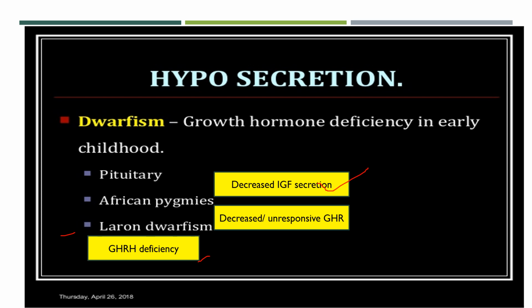But one important point is that mental power relatively remains normal in a pituitary dwarf, which helps in differentiating them from a thyroid dwarf, in whom mental retardation is an outstanding feature. Low levels of growth hormone or IGF-1 will be seen in these patients, and they are mainly treated by administration of synthetic growth hormone preparations. Thank you.